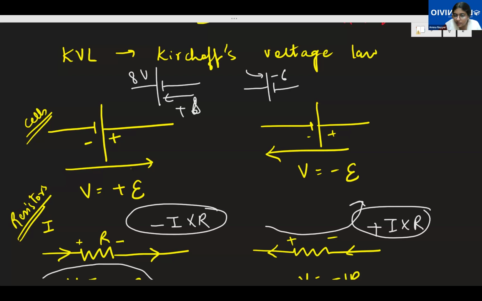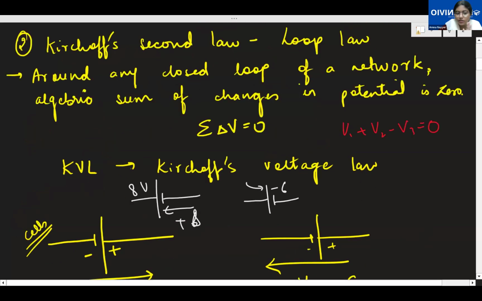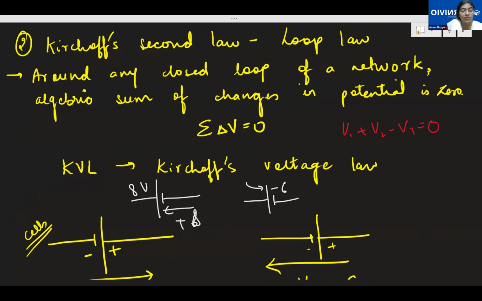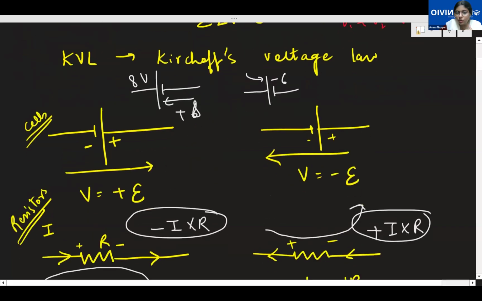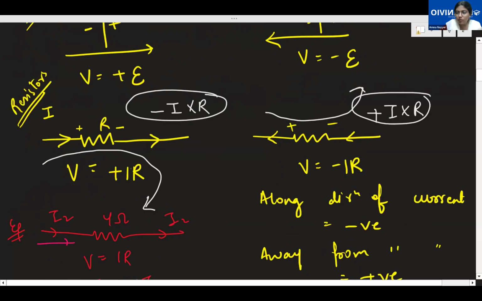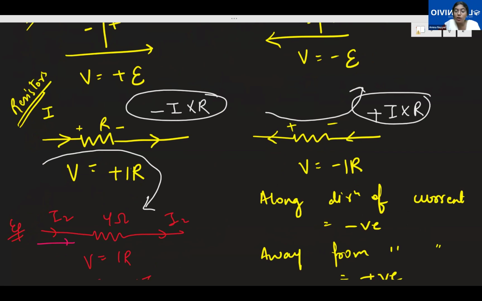Now, how are you going to manage the resistors? We have to write that the net voltage is 0 according to Kirchhoff's second law, which is the loop law. If the net voltage is 0 and a resistor is present, you calculate I into R, and that will be the voltage. Now the problem is whether the voltage will be positive or negative. That is determined using the direction that we are moving and the current.